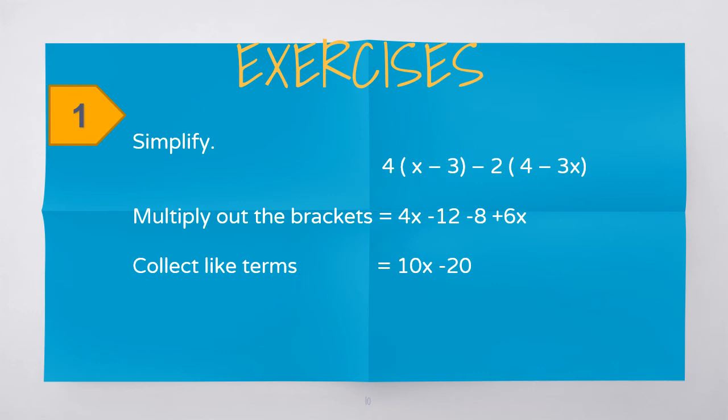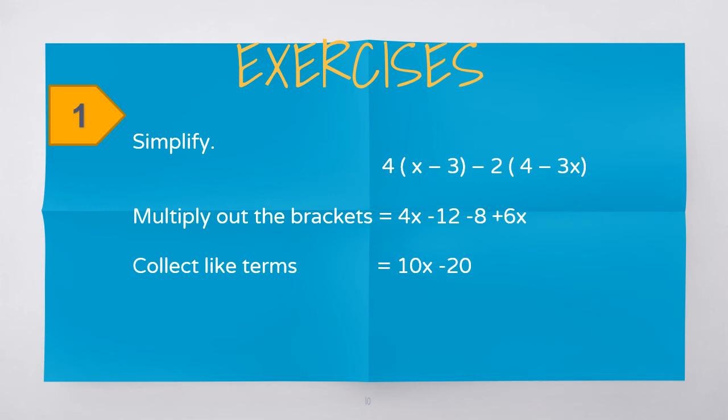4 times x is 4x. 4 times negative 3 makes negative 12. Then we are moving on to the second bracket. Negative 2 multiplied by positive 4 makes negative 8. Negative 2 multiplied by negative 3x makes positive 6x. When you multiply out the brackets, please concern about the symbols given.